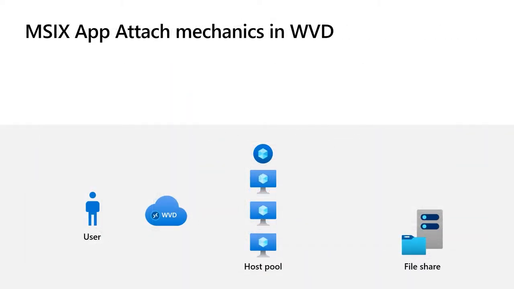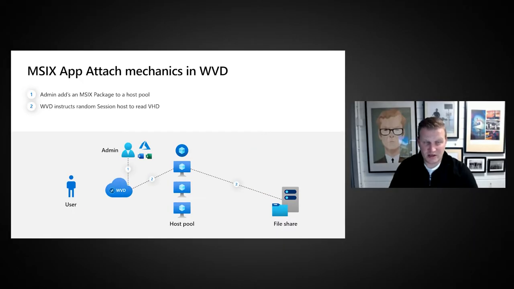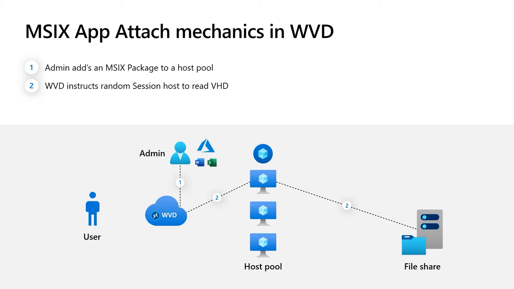Well, this is just a little slide around the mechanics behind the scene in WVD for App Attach. So the first action is that an IT admin will add some applications, some MSIX applications, to a particular host pool. And they would do that through the Azure portal. WVD will then instruct a random host within that host pool to reach out to the share that is hosting the VHD or the VHDX or the CimFS for that MSIX package, and then interrogate that, and check the format of the application, that the certificate is correct, and if there are any dependencies.